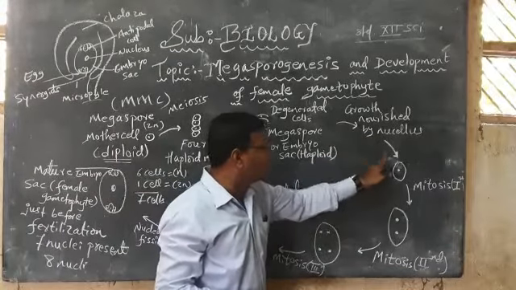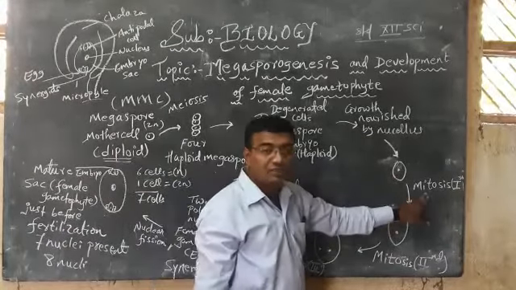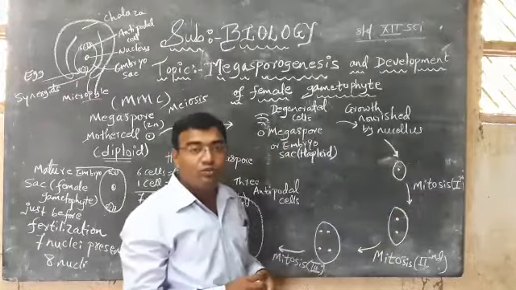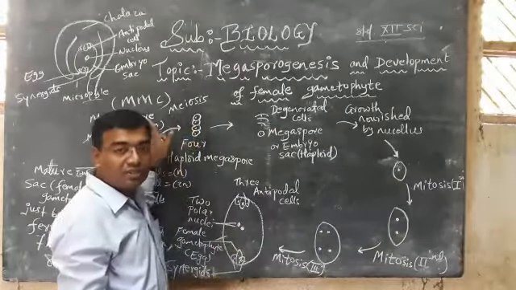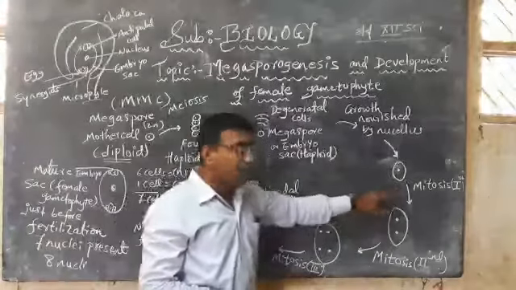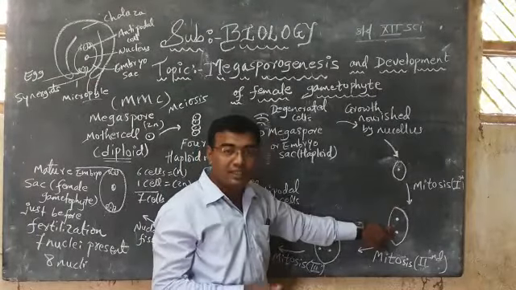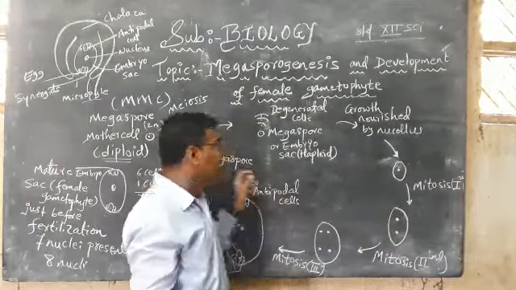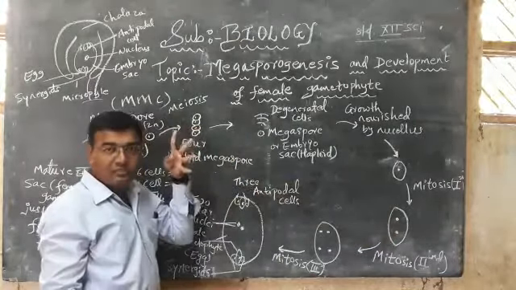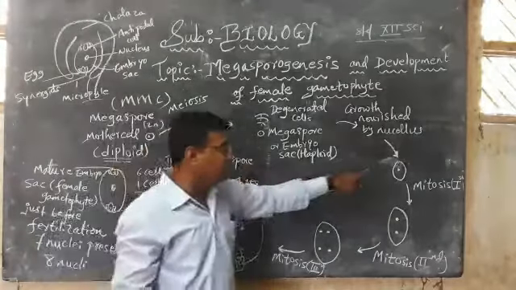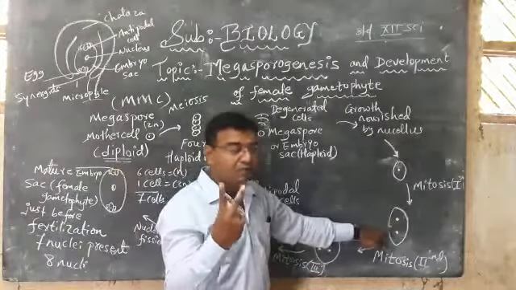The functional cell is further carried on with which process? Mitosis. We have seen 2 processes. Meiosis is a reduction cell division, while mitosis is responsible for the formation of a single cell into how many cells? 2 cells. In meiosis, 1 cell gets divided into how many cells? 4 haploid cells. But in mitosis, the single cell is divided into 2 cells.